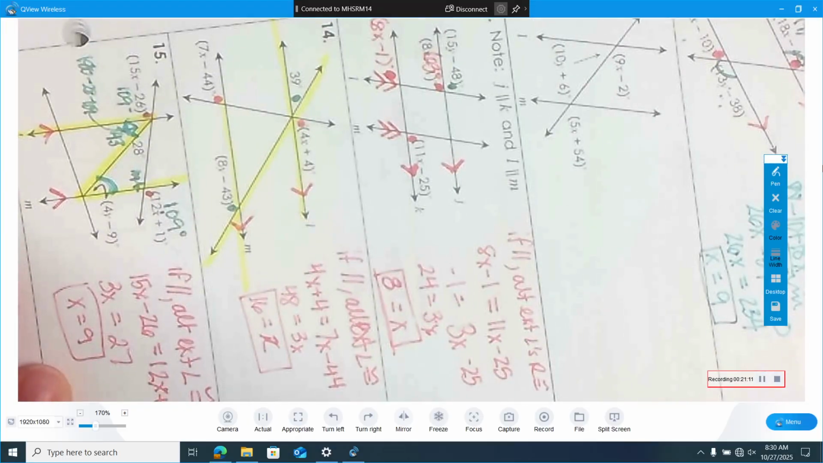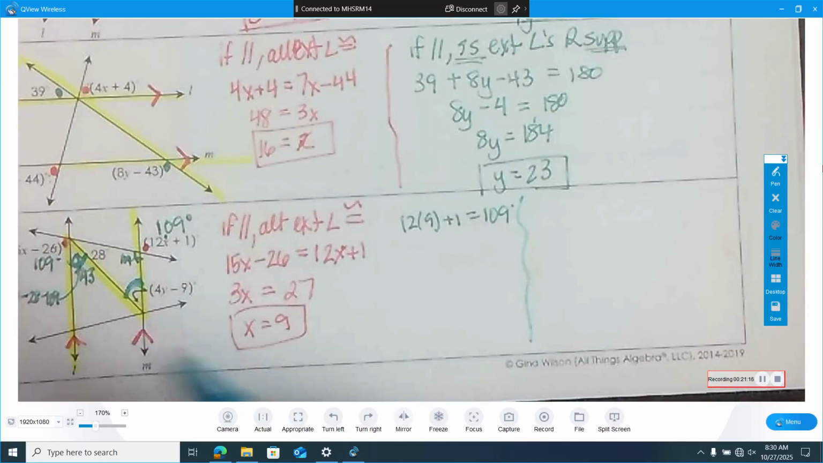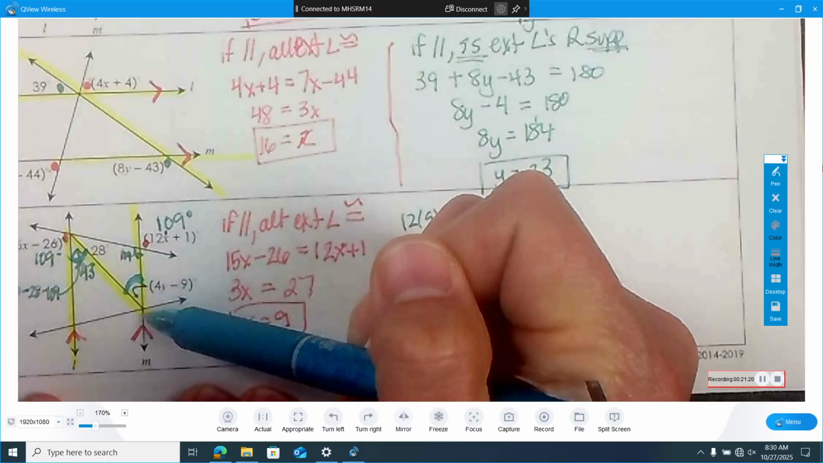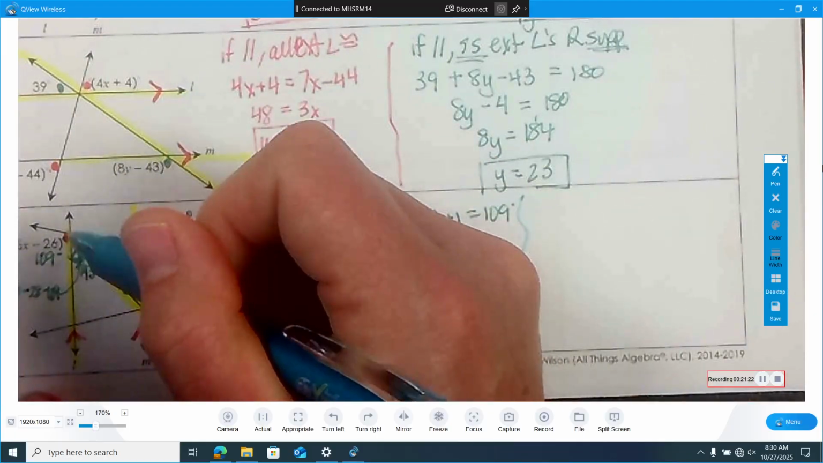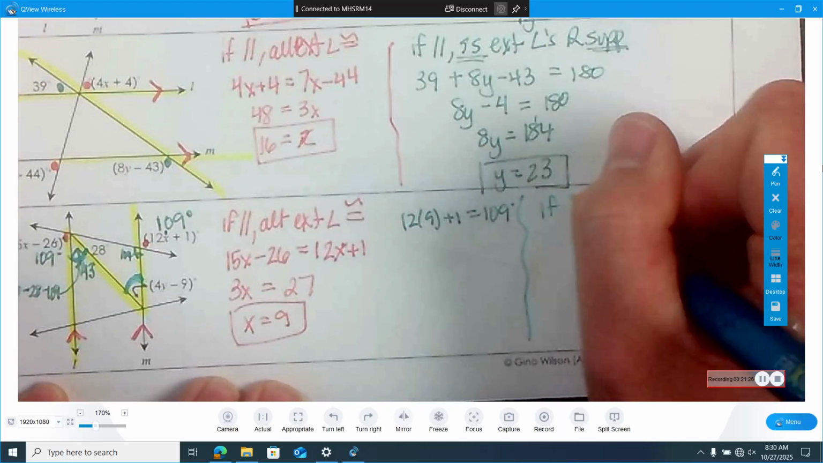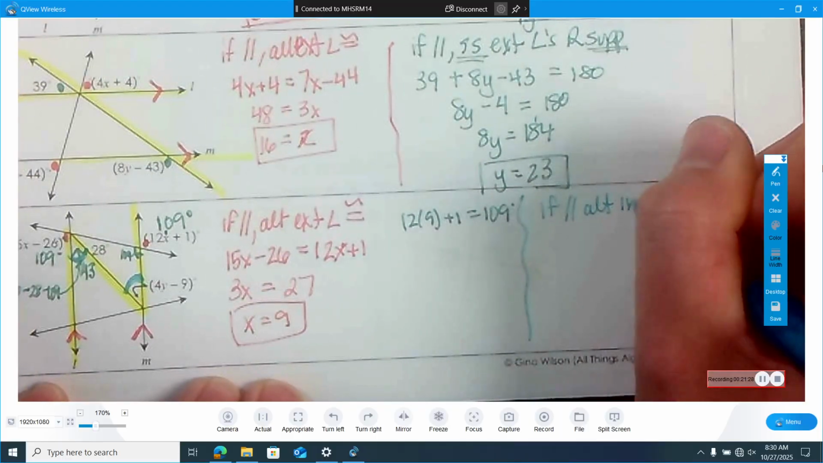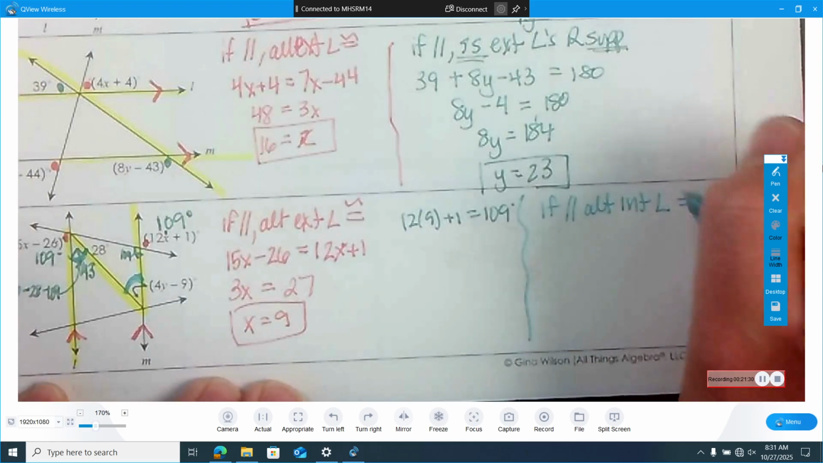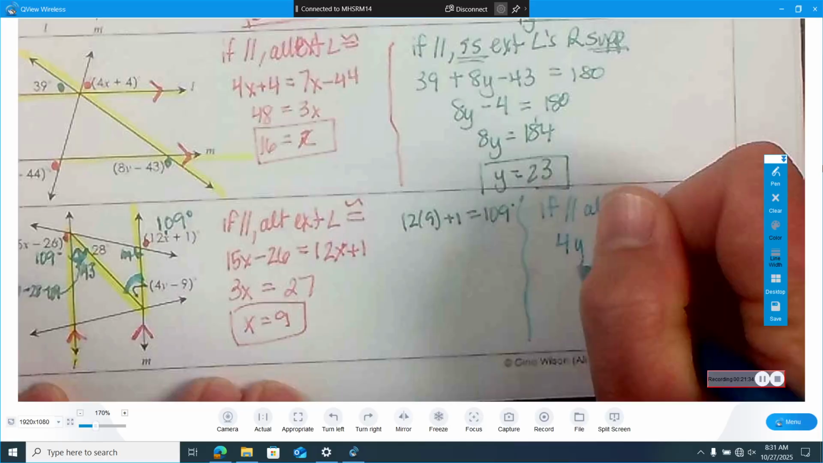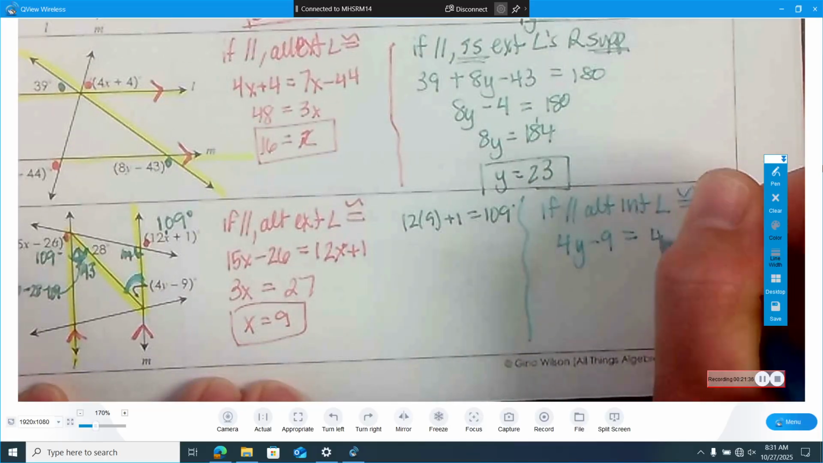And that is a really tricky thing to find and see. It really does help, I think, to highlight those parallel lines so that you can trace from one angle to the other in a Z shape. So if parallel, alternate interior angles are congruent, which means 4y minus 9 must equal the 43.